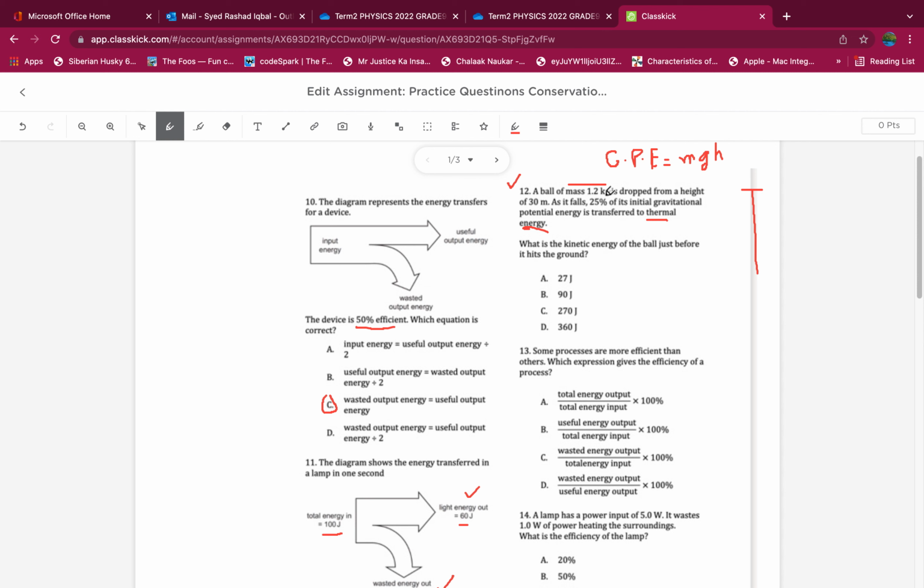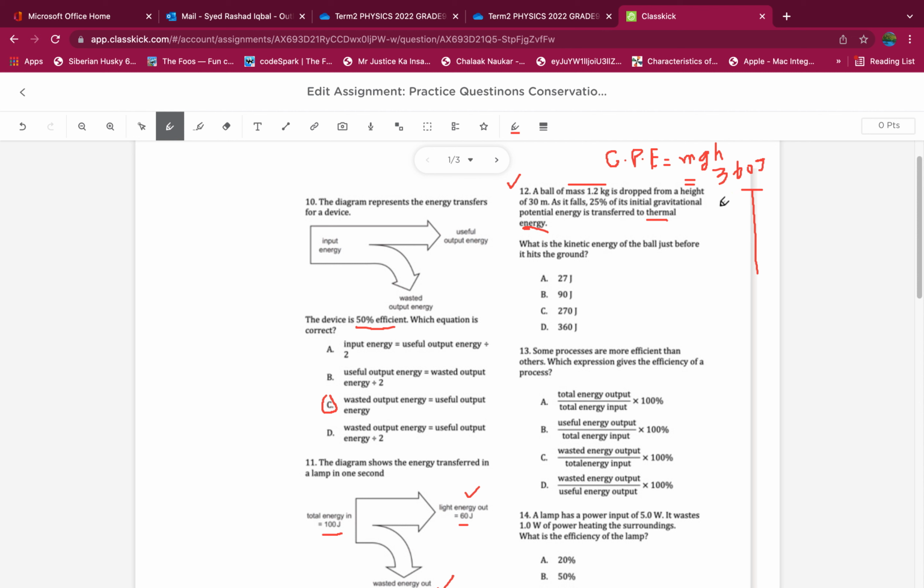If you put the values here, you will get the total energy of the object at the height, which is 360 joule, and 25% is wasted. So what is 25% of 360? It is 90 joule.